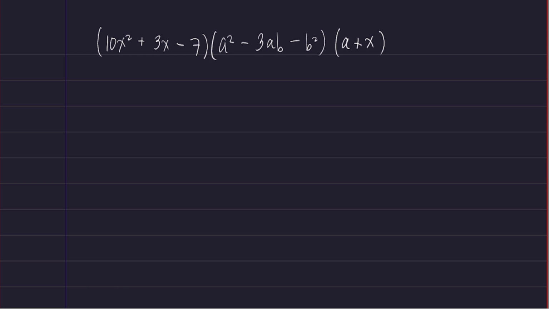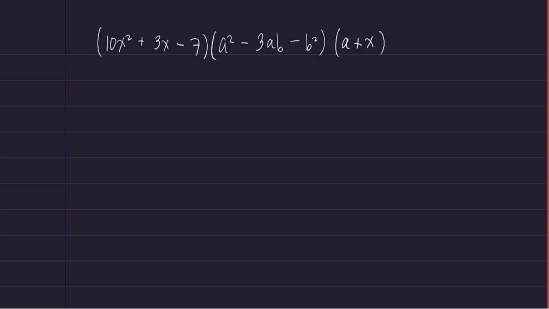So, pwede tayong pumili kung ito bang 10x squared plus 3x minus 7 ay imumultiply natin dito sa a squared minus 3ab minus b squared o dito muna sa a plus x. Pwede rin naman na itong gitna unahin natin na a squared minus 3ab minus b squared, i-multiply natin muna sa a plus x. Tapos yung result ng dalawa, i-multiply natin sa 10x squared plus 3x minus 7. So, any pattern, any step na mauna na gawin nyo ay pwede as long as mamultiply nyo silang lahat.